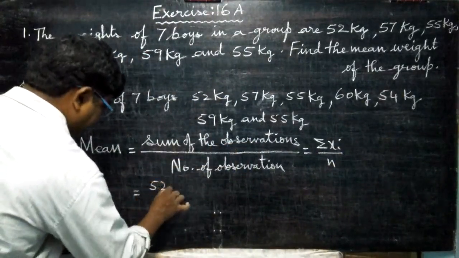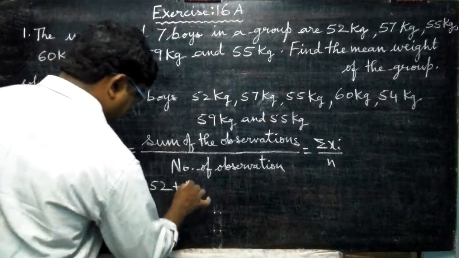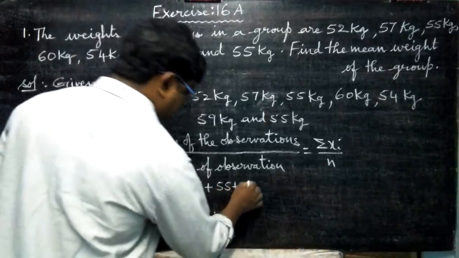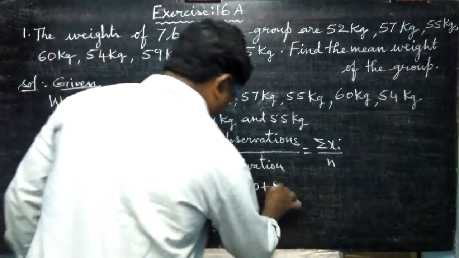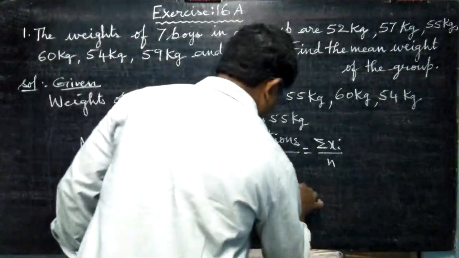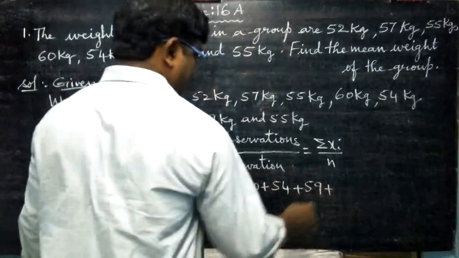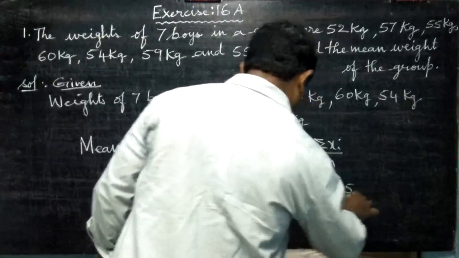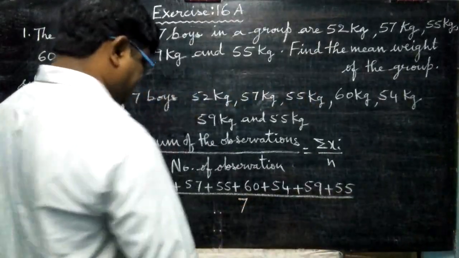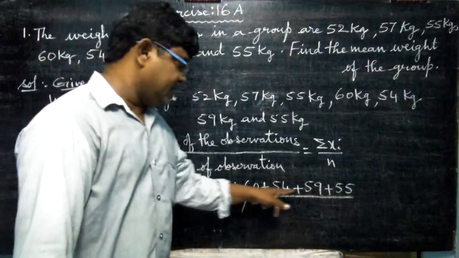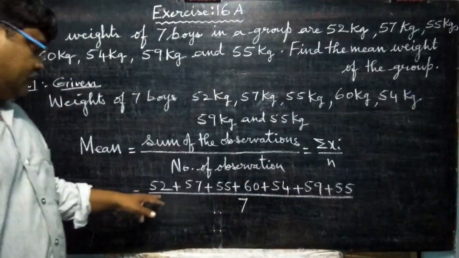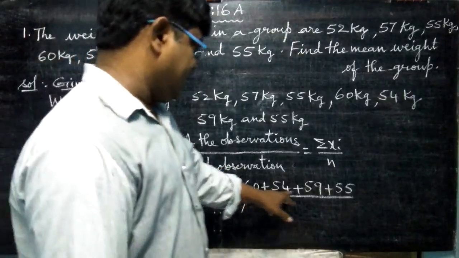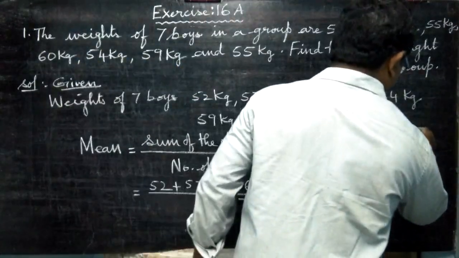That is equal to 52 plus 57 plus 55 plus 60 plus 54 plus 59 plus 55, divided by how many? How many boys are there? 7 boys. 1, 2, 3, 4, 5, 6, 7. Check everywhere. How many 50s are there? Easy method I am telling. 1, 2, 3, 4, 5, 6, 7. 7 50s are 350.